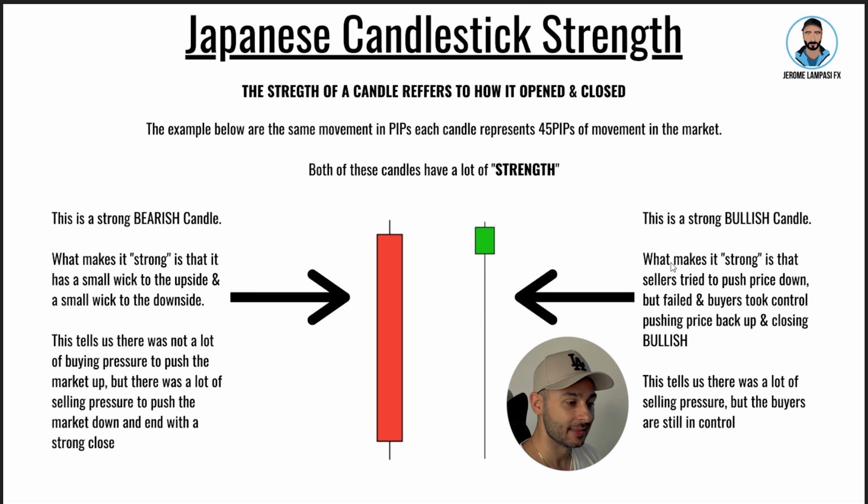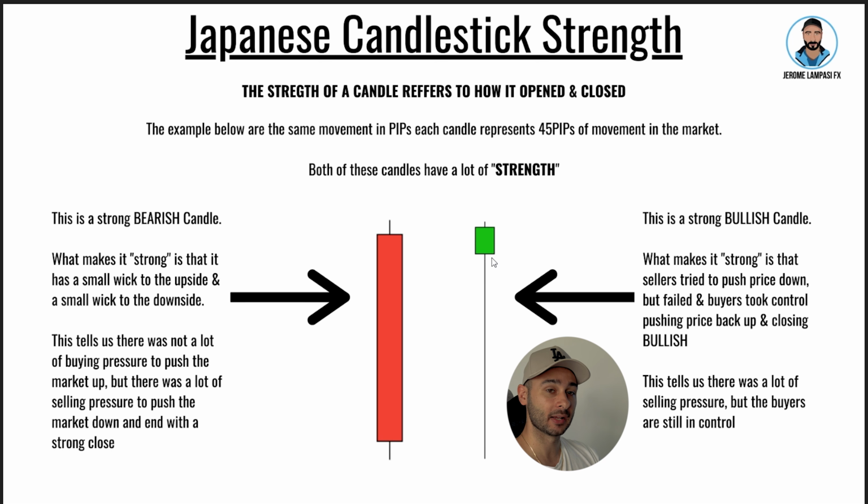The example on the right, which is this little green body up here with this massive wick to the downside, this is a strong bullish candle. Even though the bar isn't completely covered from the open to close, what makes it strong is that the sellers tried to push down but failed, and buyers took control, pushing price back up and closing bullish. So you can see this massive wick over here.